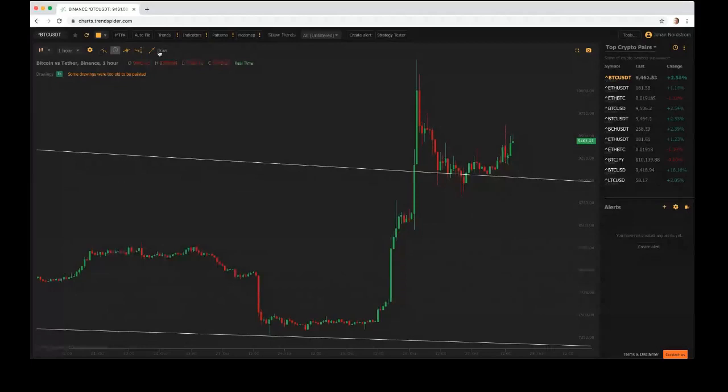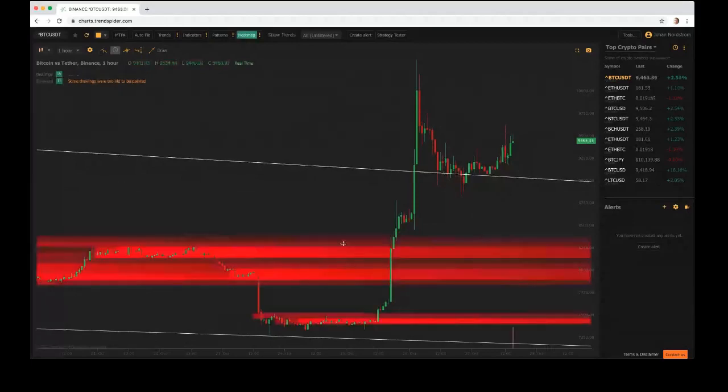So, and if we look at the heat maps as well, you can see you have a lot of heat here. So strong support down here if we retrace some more. But as long as you follow price action and take low risk trades using these tools, I think you'll do very, very good.